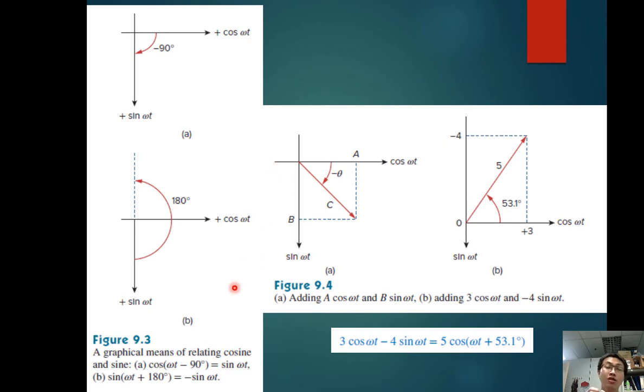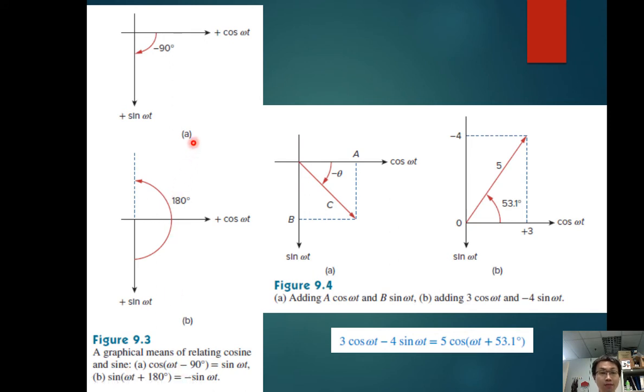When we talk about sinusoids, two functions are very frequently used. One is a sine wave, one is a cosine wave. But sometimes you want to interchange them. For example, a graphical means of relating cosine and sine waves.